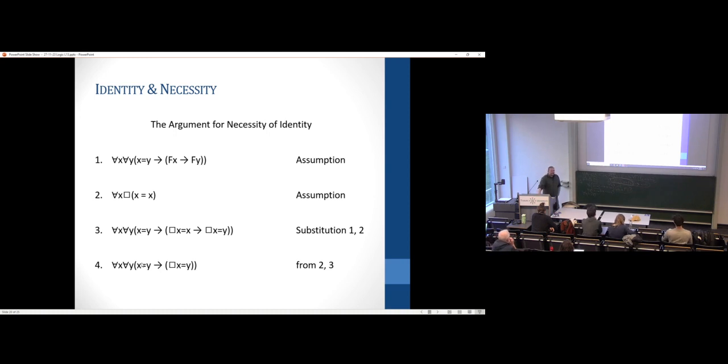So, cool, that settles it, right? Identity claims, if they're true, they're necessary. Let me give you a reason to think that we should probably doubt this argument.